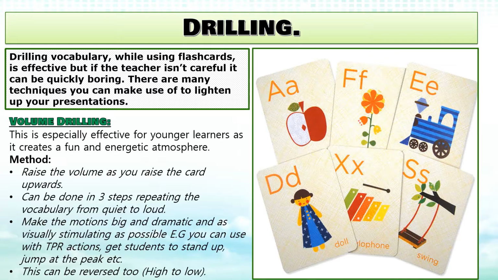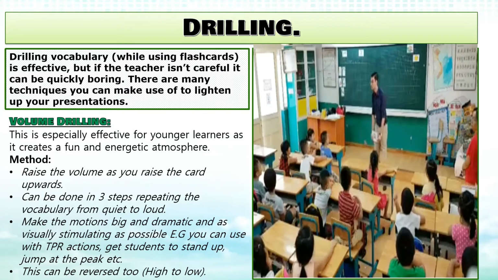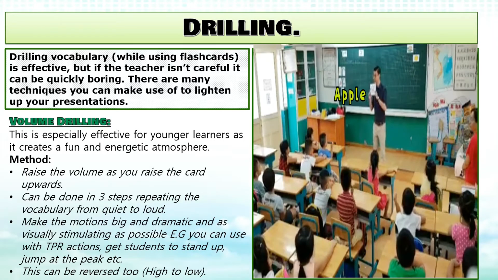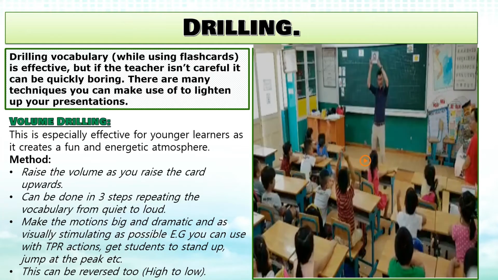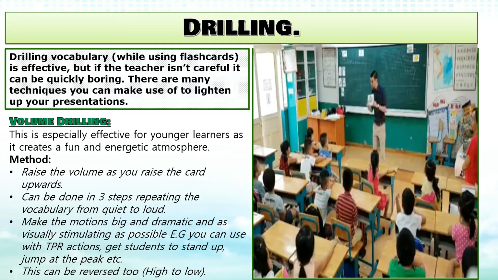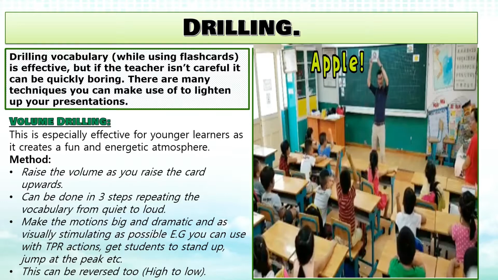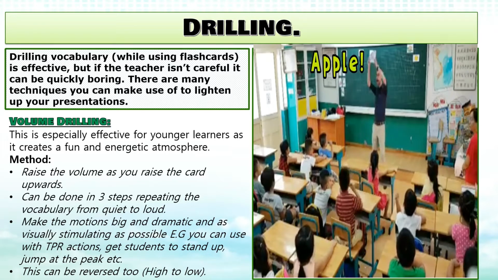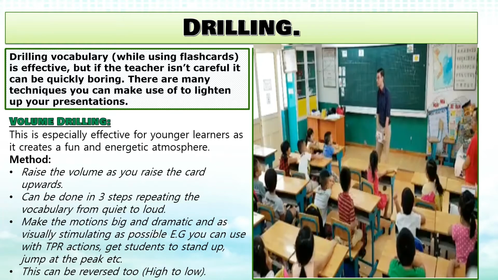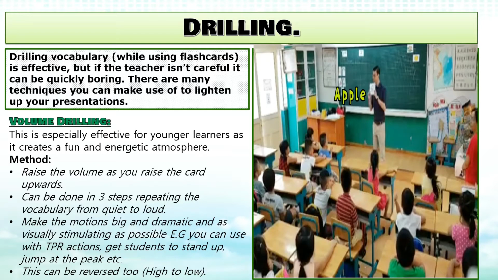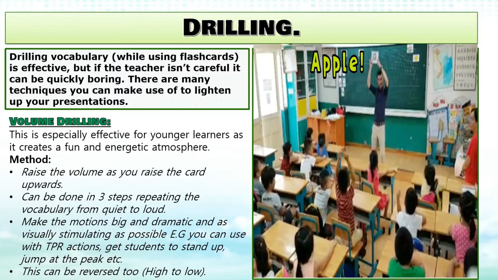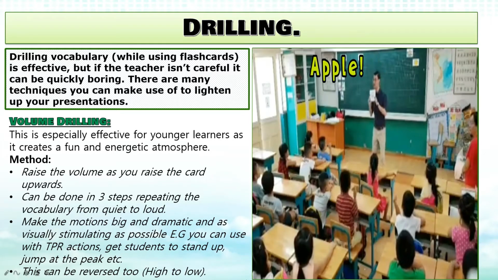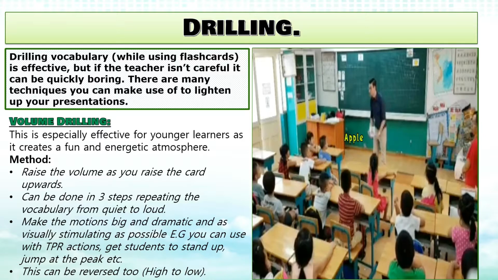Volume drilling. This is especially effective for the younger learners as it creates a fun and energetic atmosphere. You raise the volume as you raise the card upwards, and it can be done in 3 steps, repeating the vocabulary from quiet to loud. You make the motions big and dramatic, as visually stimulating as possible, and you can use it with your TPR actions. You can get the students to stand up, and when you hit the peak, get them to jump. It can also be reversed, so you can go from high to low and end up being very quiet as well.